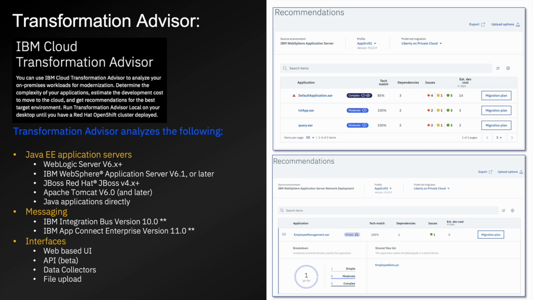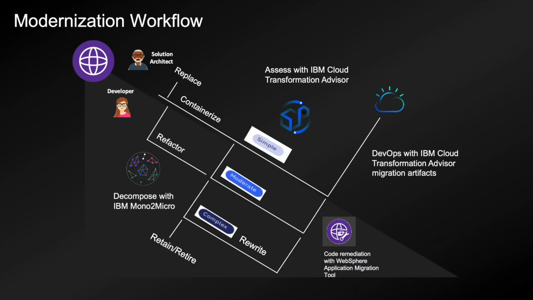Transformation Advisor supports Java enterprise applications on a number of different servers: WebSphere Application Server 6.1 and later, WebLogic, JBoss, Tomcat. We have deprecated support for messaging and integration components; that goes away in the next version. The interfaces provide a web-based UI as well as APIs, which are in beta, and data collectors, as well as a file upload for air-gapped systems and systems that are behind firewalls and inaccessible.